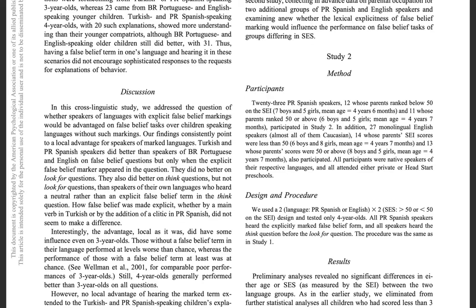In this cross-linguistic study, we addressed the question of whether speakers of languages with explicit false belief markings would be advantaged on false belief tasks over children speaking languages without such markings. Our findings consistently point to a local advantage for speakers of marked languages. Local advantage means humans' thought processes are controlled by the languages that we get them to use.